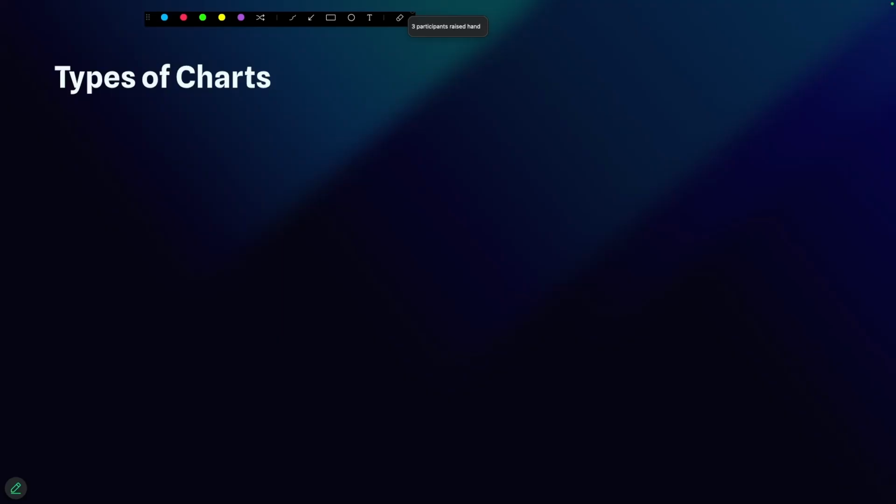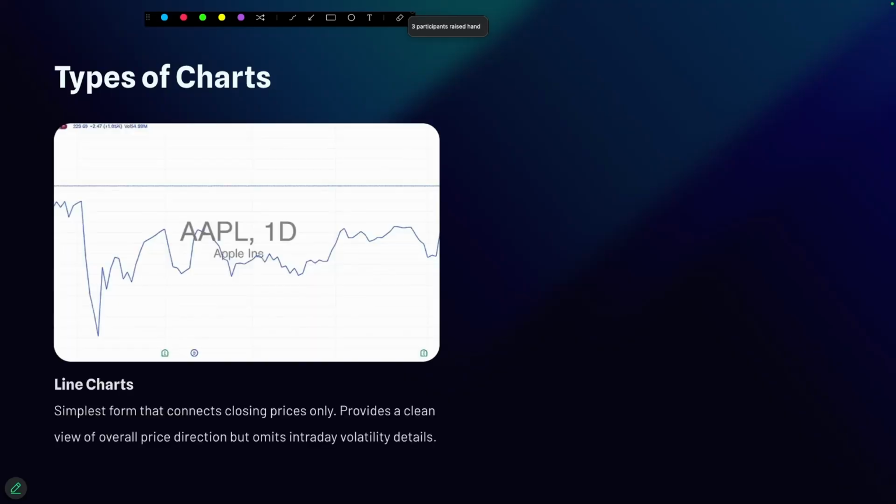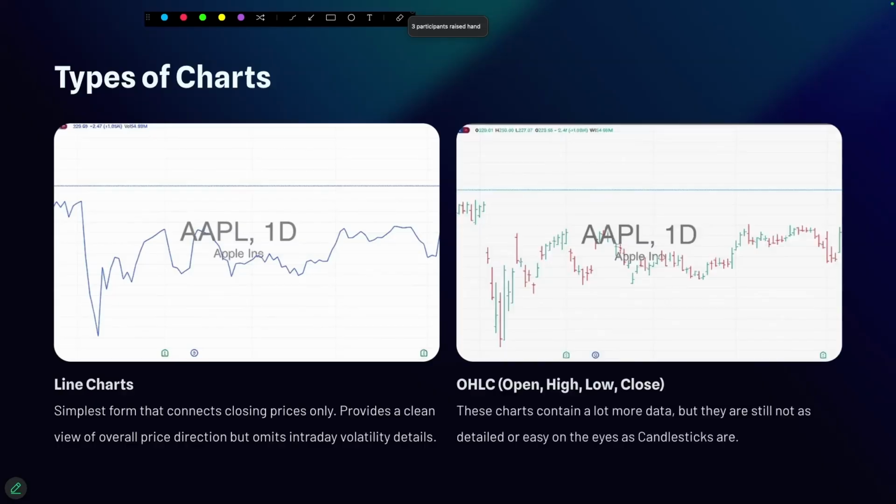So we're going to talk briefly about the types of charts. The most common chart that used to be out there back in the day, not so much anymore, is a simple line chart. All a line chart is, at the end of each day, whatever that stock closed at, it puts a dot on the chart and they connect it with a line. So that's a line chart. That's charting in its simplest form.